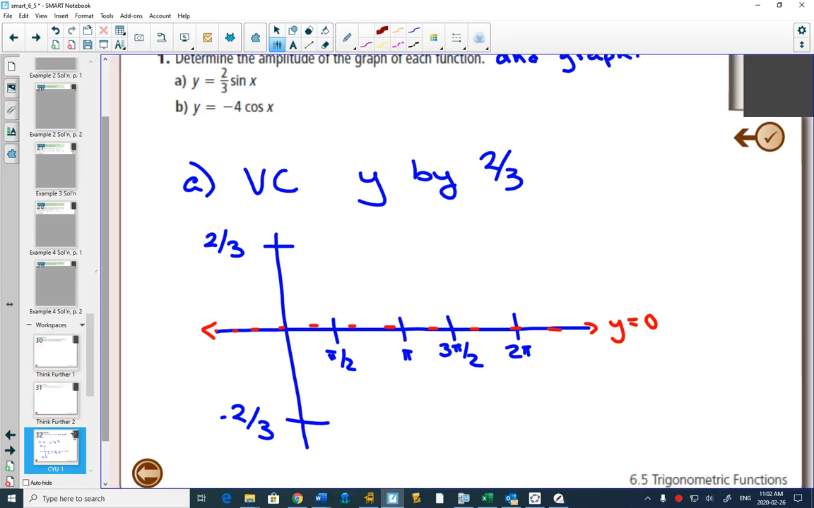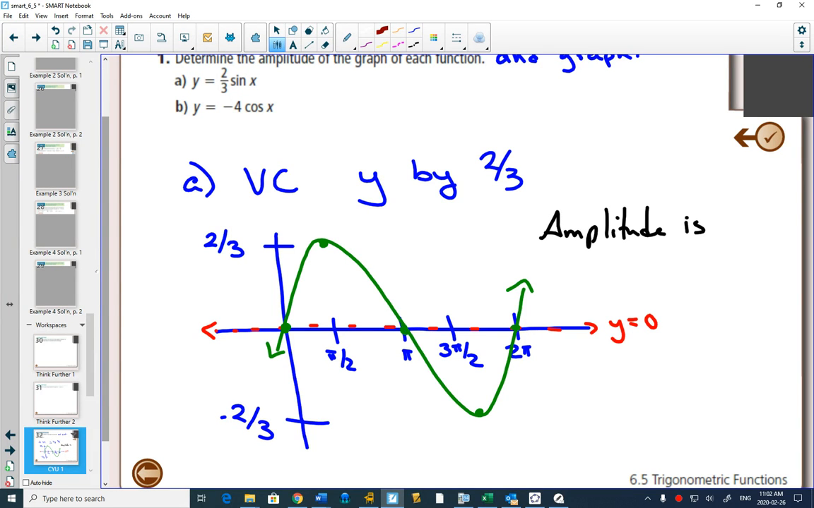So if we started in the center line going up, there's our center line. At our first axis family, it's at the maximum. Next axis family, back to the center line, down to the minimum, back to the center line. Draw your graph. Add arrowheads to show that it goes on forever. And there we have our graph. Now that we have our graph, we can say what the amplitude is. That's the distance from the center line to a maximum, or from the center line to a minimum. It's 2/3.